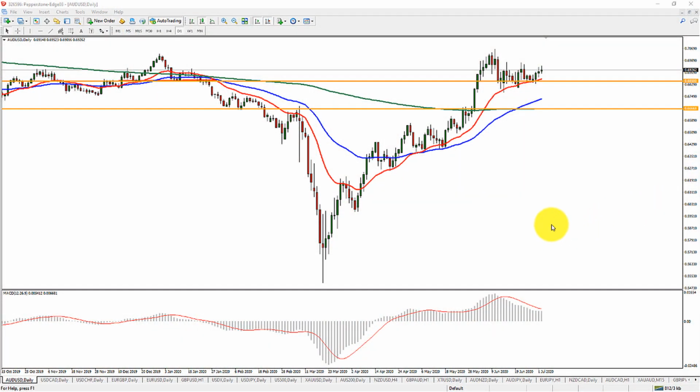So I'll start out with the Aussie USD. You can see here for the last 3 weeks, or more really, we've been stuck in a range of about 100 to 130 pips. Hasn't really done anything, hasn't promised anything. All we know is that it's found support at the 20 here. It's done that several times, nearly on a daily basis.